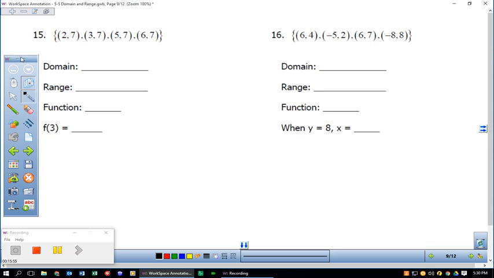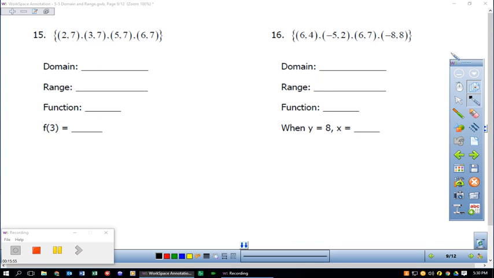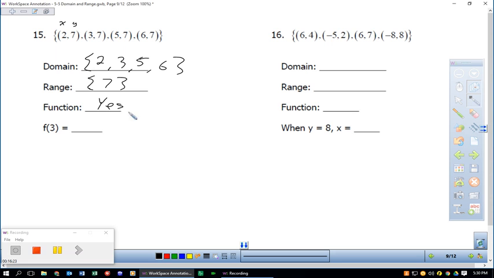Number 15 and 16, we're going to do the same sort of process. We're going to list out our x's. In ordered pairs, the x's always come first. So our domain is 2, 3, 5, 6. The range is 7, 7, 7, 7. So that's the only thing on our list. The question is, is it a function? Do the x's repeat? 2, 3, 5, 6. The x's do not repeat, so it is a function. And then f of 3 means when x is 3, what is y? When x is 3, y is 7.